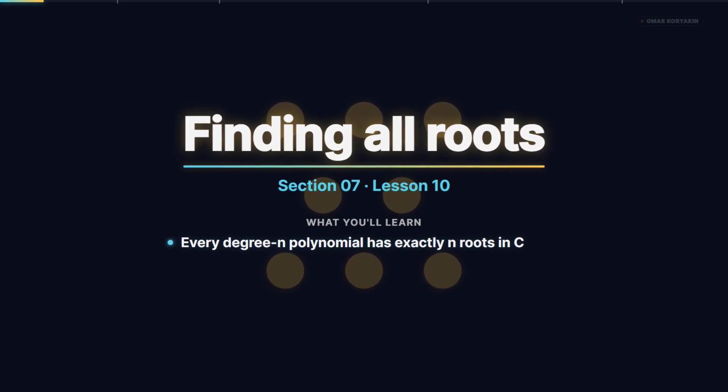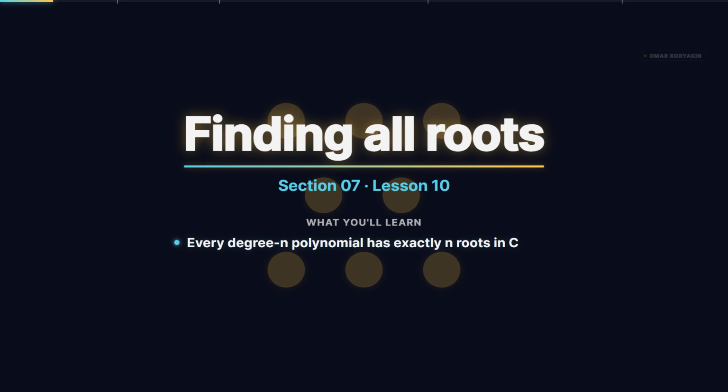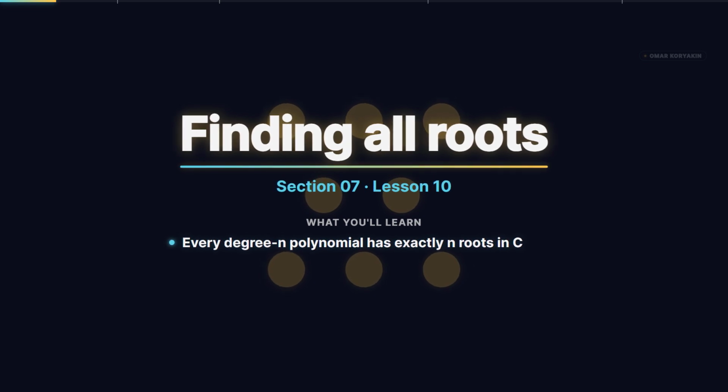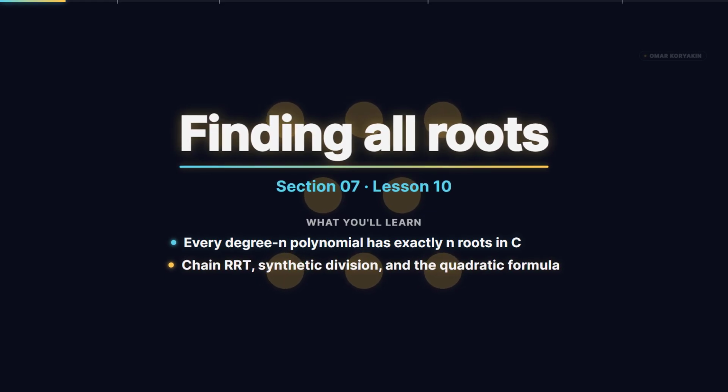A polynomial of degree n always has exactly n roots in the complex numbers counting multiplicity. That is the fundamental theorem of algebra. It tells you when to stop searching. Once you have n roots in hand, you have them all and the factorization is complete.